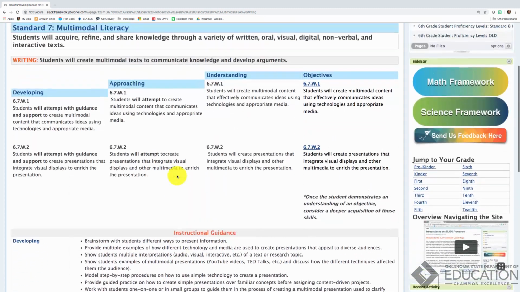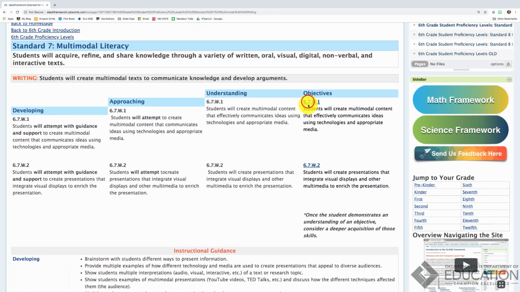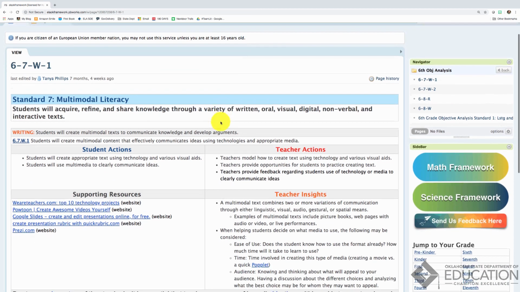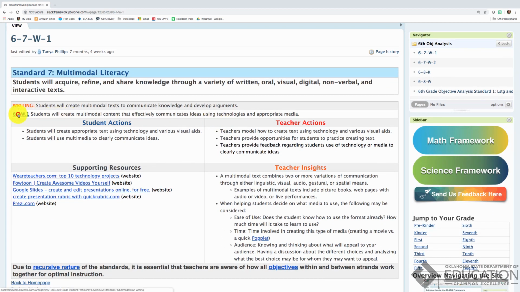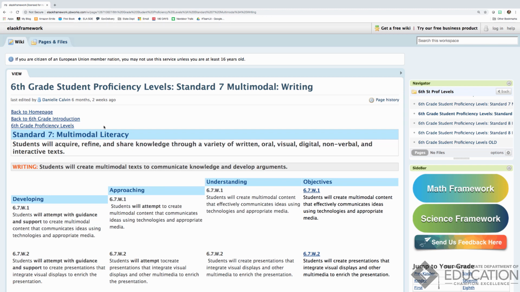Also, the objectives in the final column are linked to their objective analysis. Also, the objective analysis pages are linked to their student proficiency level pages. Instead of going back to the home page, let's use the hyperlink at the top of this page to go to the 6th grade introduction.